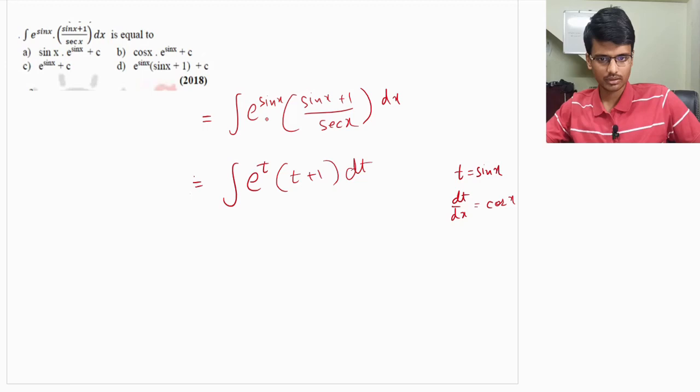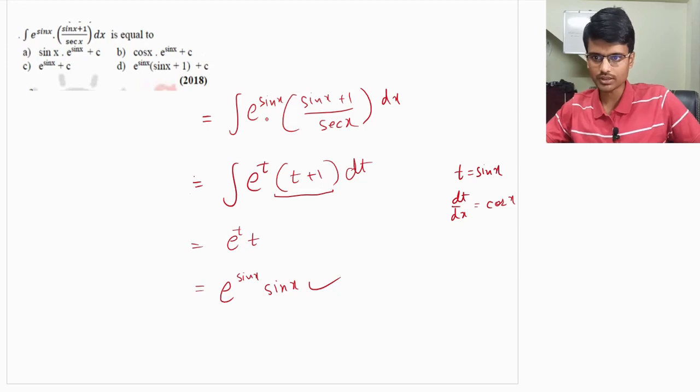So here, as you can see, differentiation of t is nothing but 1. So I can write this as e power t. Okay, the standard result for e power x into f of x plus f dash of x, that I am using. Again, I'll back substitute the value of t, that is sin x. So the correct answer is option A.